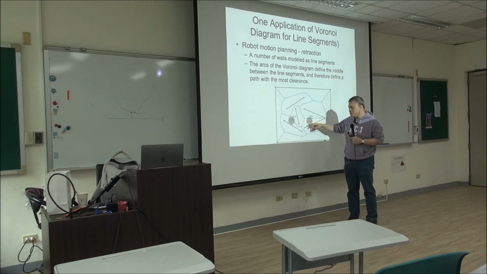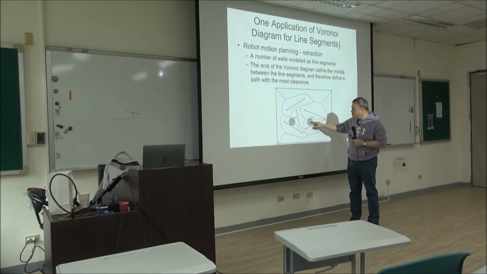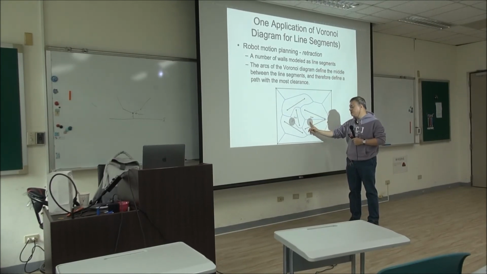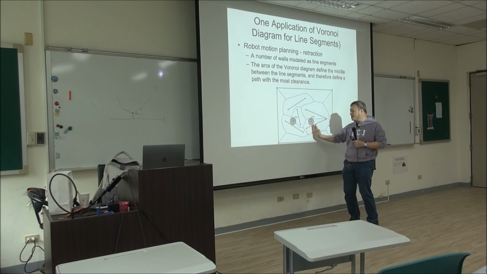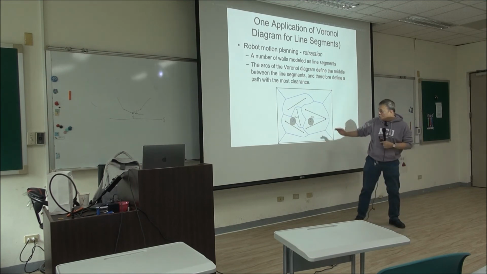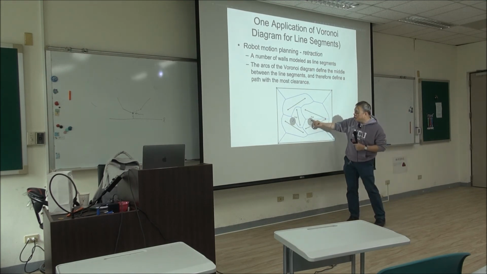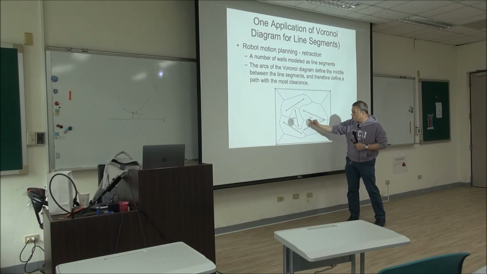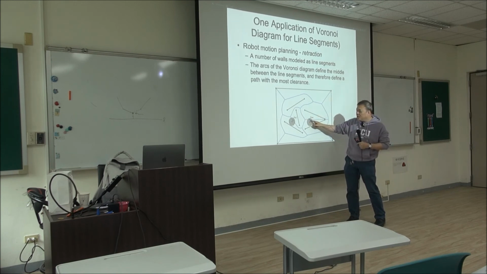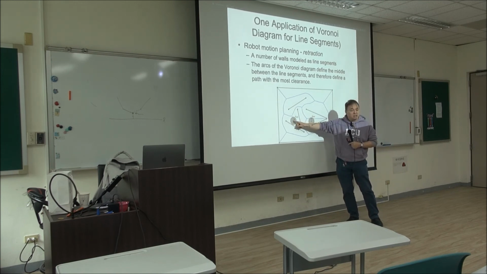You still have all these edges. So then what happens is that you first move the start point away from the nearest edge to the edge in the Voronoi diagram. In this case, you move up to go to the edge in the Voronoi diagram. You move to here. And you do the same for the endpoint.